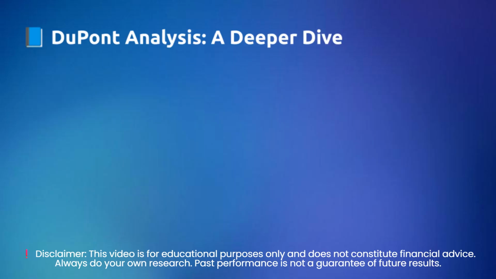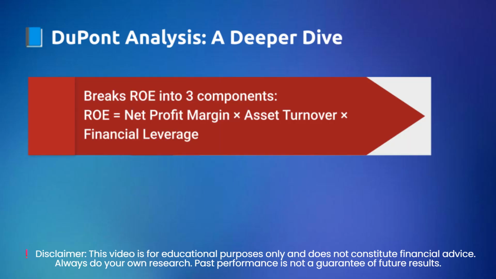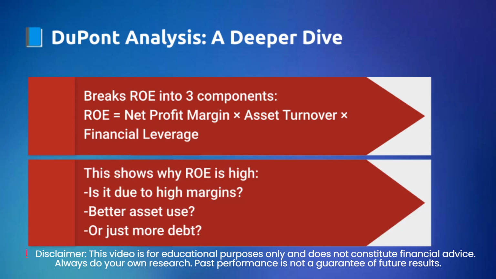DuPont analysis, a deeper dive. It breaks ROE into three components. ROE equals net profit margin times asset turnover times financial leverage. This shows why ROE is high. Is it due to high margins, better asset use, or just more debt?